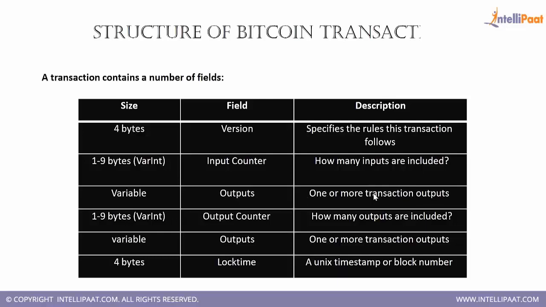Variable: one or more transaction outputs. Then you have the output counter, which says how many outputs are included in this transaction. Variable: one or more transaction outputs. And 4 bytes for the lock time, which is a Unix timestamp or a block number.